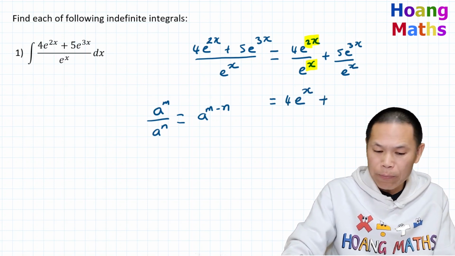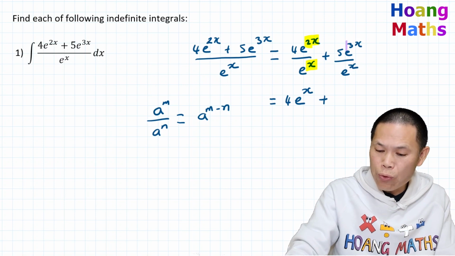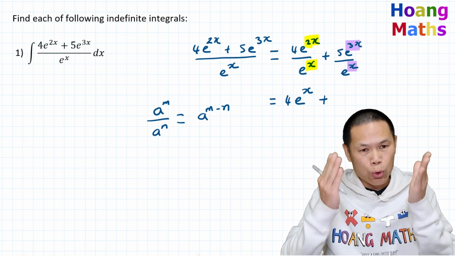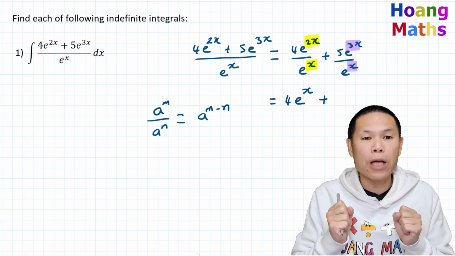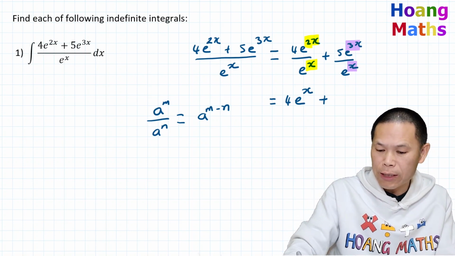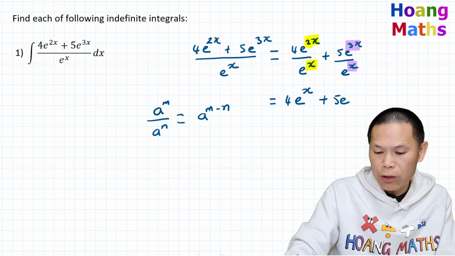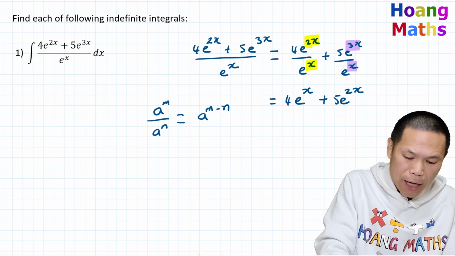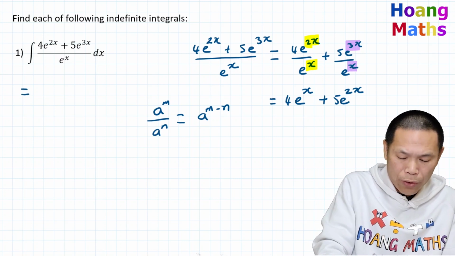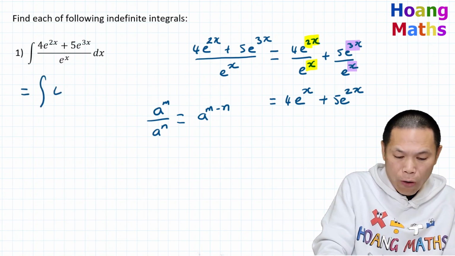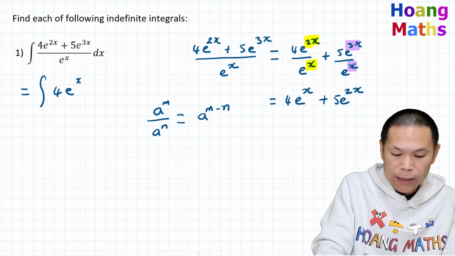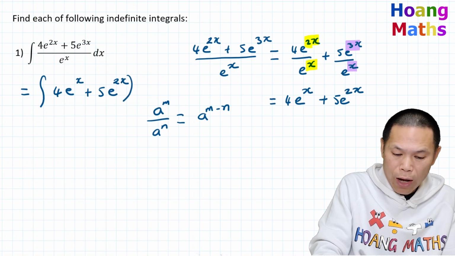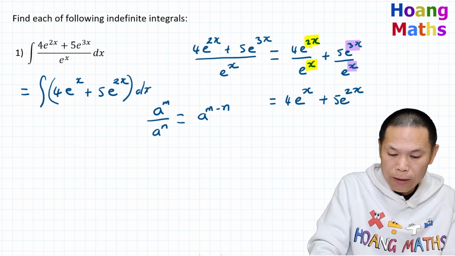And then we add. So similarly, we have 3x minus x. So 3x minus x gives me 2x. So 5e to the 2x. So let me write this down. 5e to the 2x. So there you go. So this is exactly the same as, let me just write here, equal to integrating 4e to the x, we add 5e to the 2x, bracket, and then with dx.